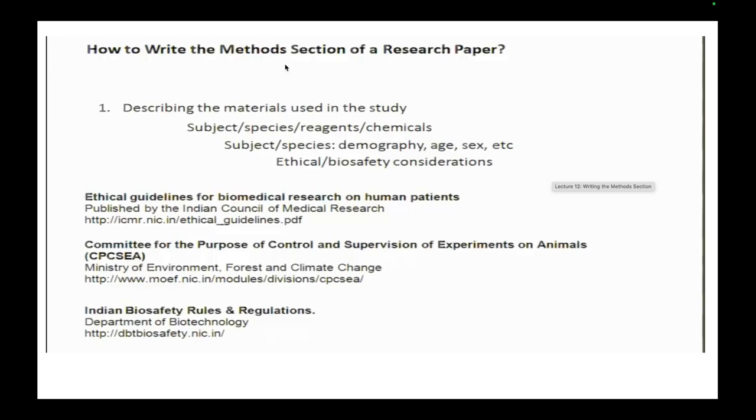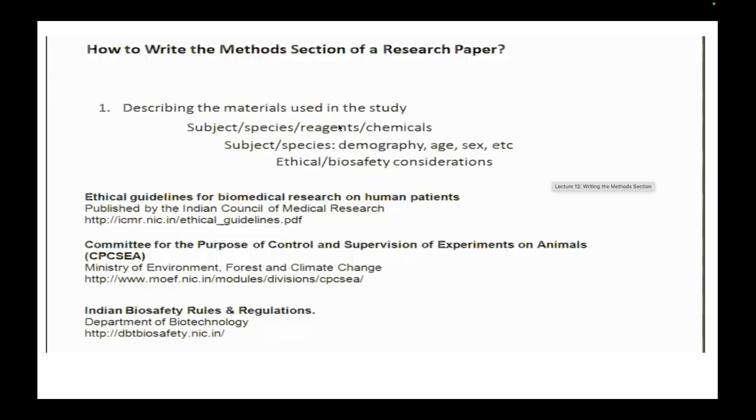So, how to write the method section of a research paper. Some of the points, how to write it. We will go point to point. The first point is describing the materials. We will start with describing all the materials used during the study, whether chemicals, antibodies, or animal cells. All these you have to mention.